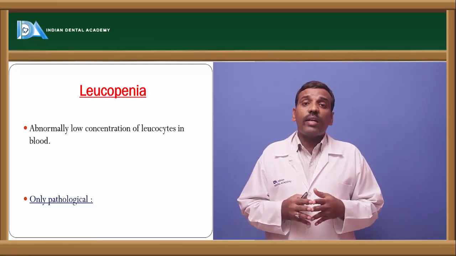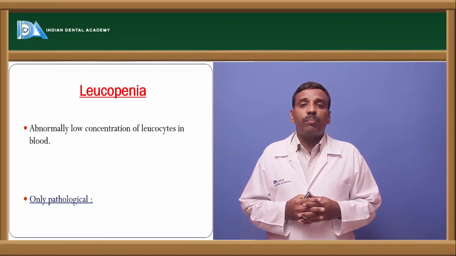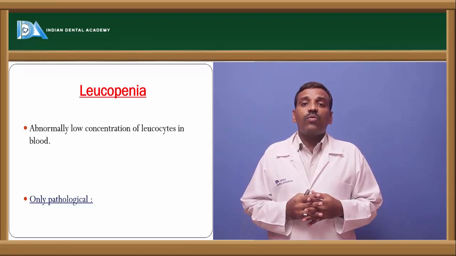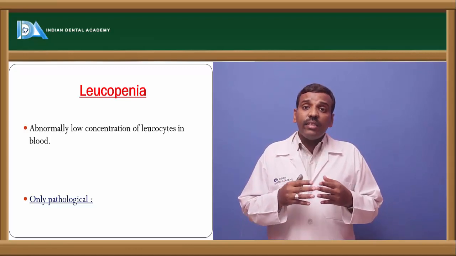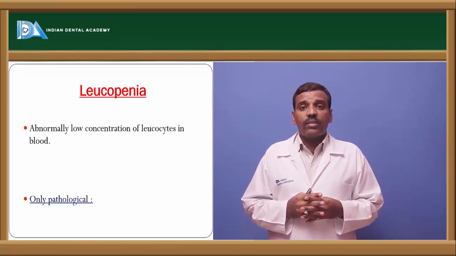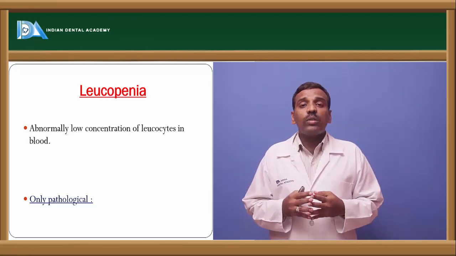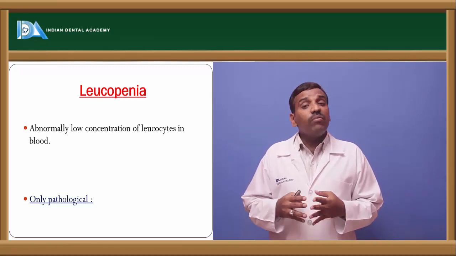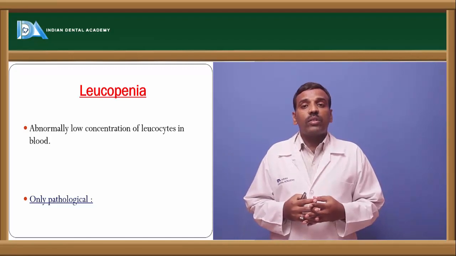Individually, if neutrophils are increased, it is called neutrophilia, and the decreased condition is neutropenia. Increased eosinophils is eosinophilia, and decreased is eosinopenia. Increased basophils is basophilia, and decreased is basopenia. Coming to agranulocytes, increased monocytes is monocytosis, decreased is monocytopenia, increased lymphocytes is lymphocytosis, and decreased is called lymphocytopenia.